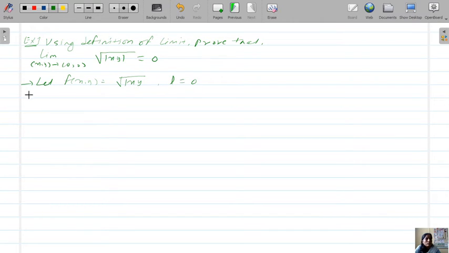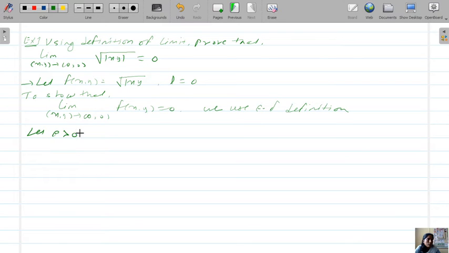Obviously L is given. So to show that limit xy tends to 0, 0, f of xy equal to 0, what do we do? We use the epsilon delta definition. So let epsilon greater than 0 be given. I am not going to write the epsilon delta definition. In the previous example I have written it, so you have to keep in mind that definition.